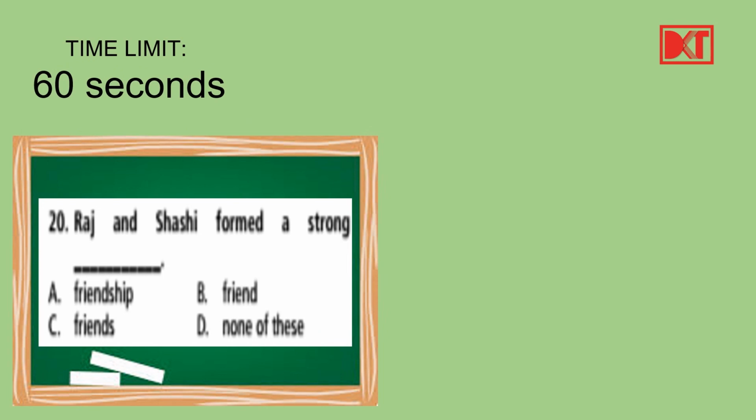Raj and Shashi formed a strong A. Friendship, B. Friend, C. Friends. Here the correct answer is A. Raj and Shashi formed a strong friendship. Friendship here is an abstract noun, something that they cannot touch and see. It can be only felt. It's an idea, emotion, feeling sort of thing. Here friend, friend and friends are common nouns, right? So Raj and Shashi formed a strong friendship.